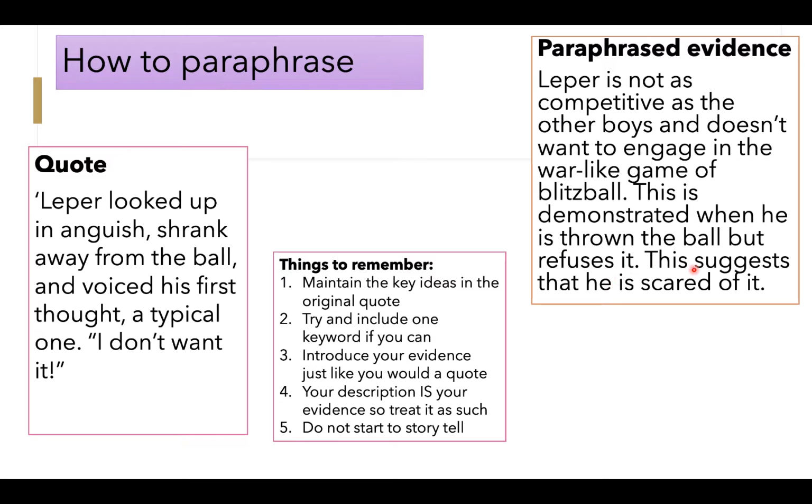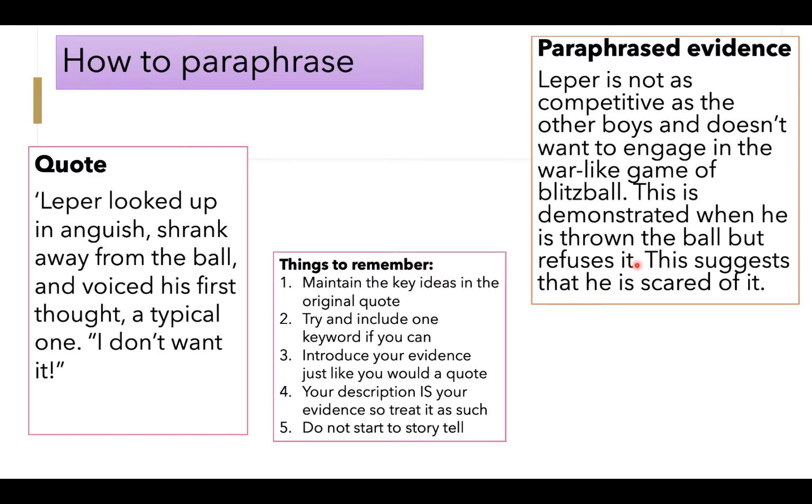And then I start to work through, if you're used to PEEL, this would be your explanation. This suggests that he's scared of it. That's my explanation. And then I would continue and maybe make interpretations. It also suggests that he's not ready for war, or this shows another aspect of his personality. So then you would build upon what you've already said. But the important thing is to stop right here. Otherwise, you will then start to tell the story.